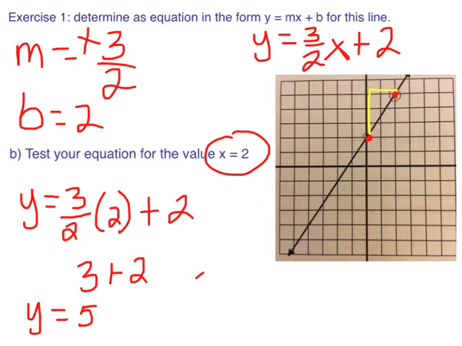Let's test this out and see if the point 2, 5 is on this function. So I'm going to go over 2, up 5. 1, 2, 3, 4, 5, and there's the point right there. So when I test it out for x equals 2, y equals 5, that is a good function.